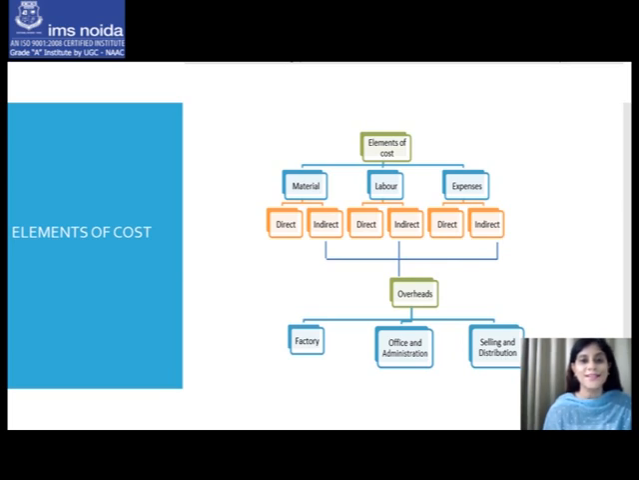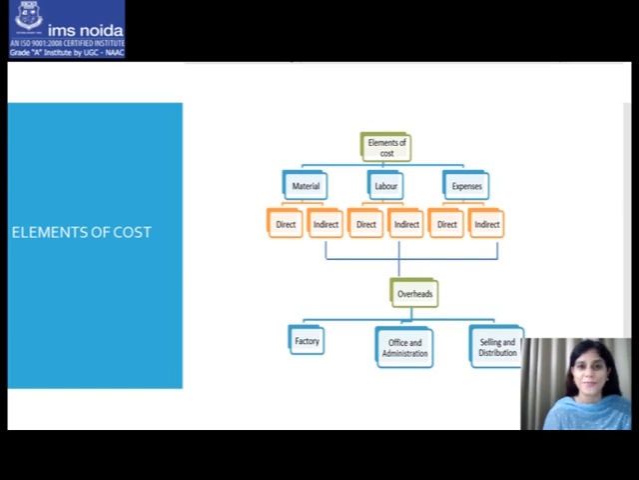The third example we can give for indirect materials is materials which, due to their cost being small and negligible, are not considered worthwhile to be treated as direct materials. We can give an example here: if a company is manufacturing a shirt, the cost of the needle or the thread or the buttons which are being used, we can call indirect materials, their cost being negligible and small.